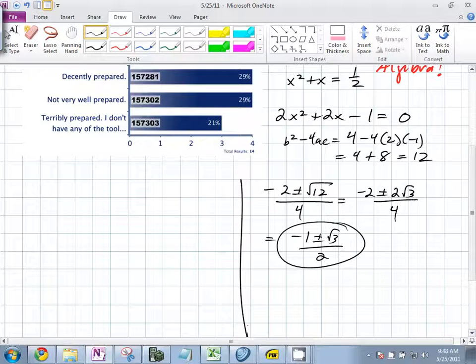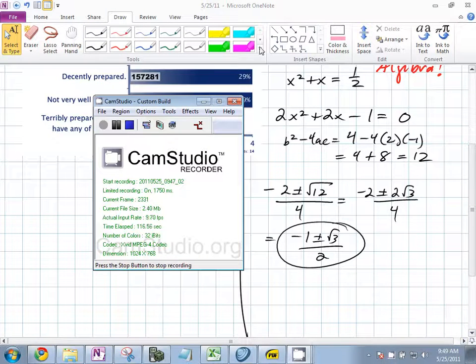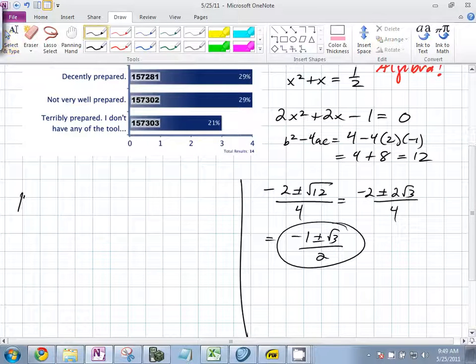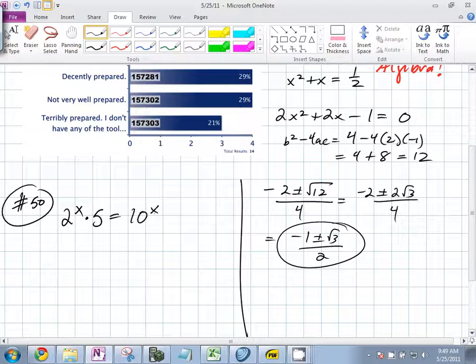Any questions in the first group? Yes. What number? Number 50. Let's try number 50. Good. 2 to the x times 5 equals 10 to the x. What should I do first? Here's a tricky one. What should I do first?